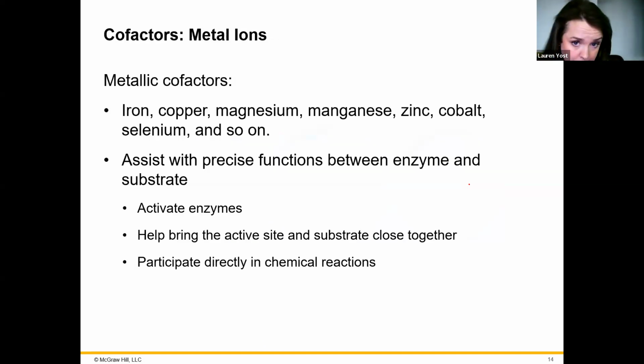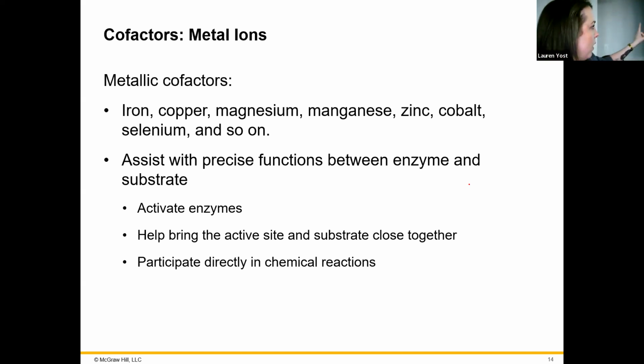Yeah, that's how important that is. So our metallic cofactors: iron, copper, magnesium, manganese, zinc, cobalt, selenium. These are our trace elements in our diets. You need them. Sometimes they will even be participating in the chemical reactions. Usually they're going to bring the active site and the substrate closer together so we can perform our job better.